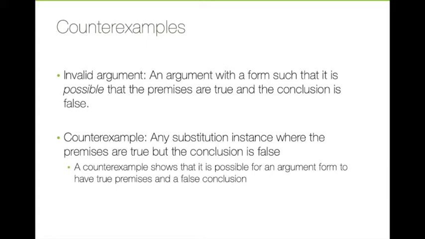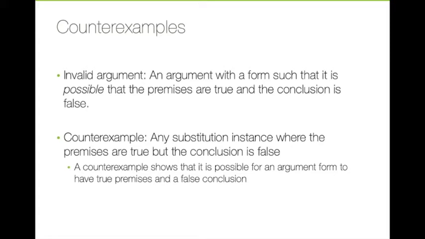So remember that an invalid argument is one with a form such that it is possible that the premises are true and the conclusion is false. So a counterexample is any substitution instance where the premises are true and the conclusion is false. That's exactly what we needed to show that an argument was invalid. So a counterexample shows it's possible for an argument form to have true premises and a false conclusion.